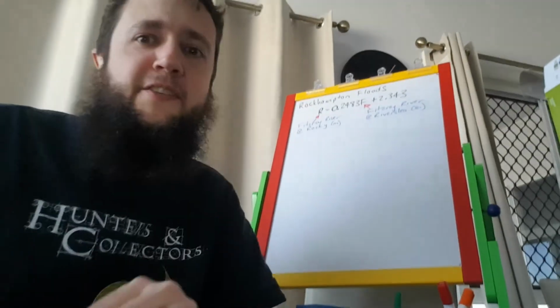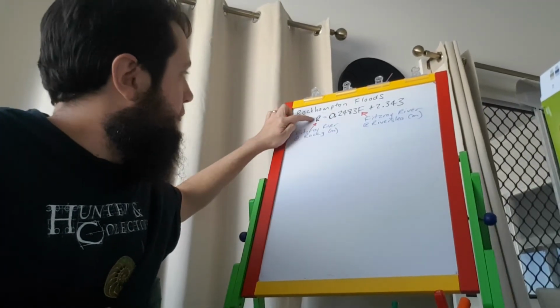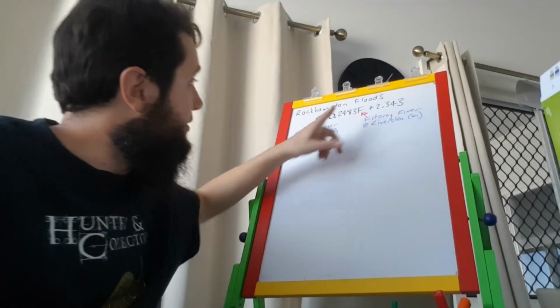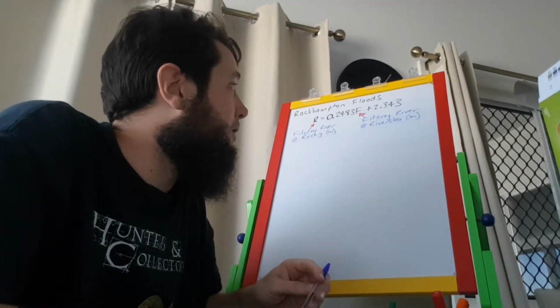So here we go, ladies and gentlemen. Here's the model. R represents Fitzroy River height in Rockhampton. F represents Fitzroy River height at Riverslea.